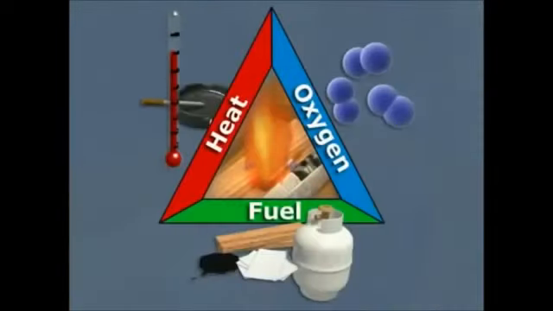The three elements form what is called the fire triangle. All elements of the triangle must be present for fire to occur. Removing any one of the three elements will stop the chemical reaction and eliminate the fire.